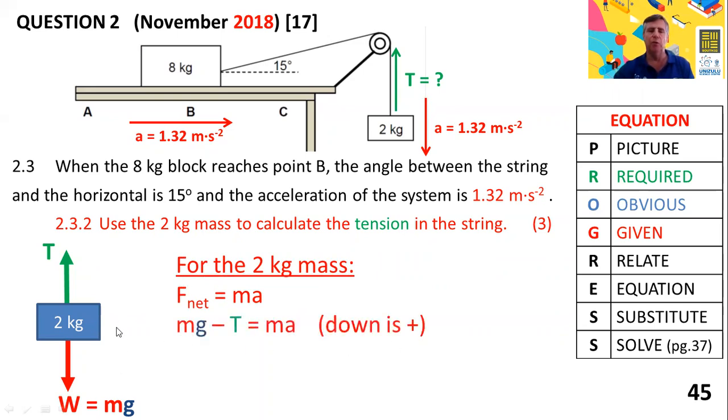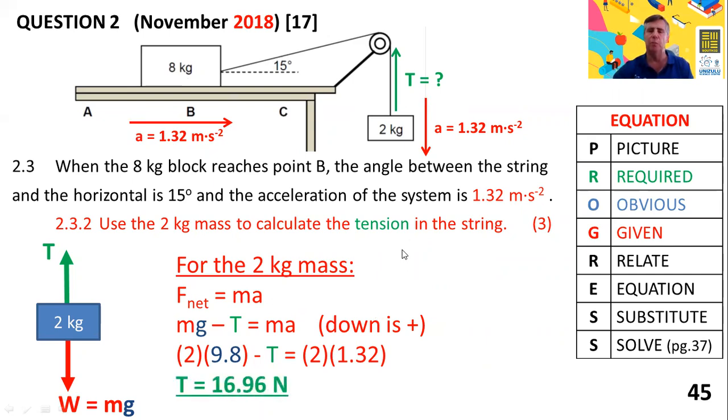So we're taking downwards as positive because we know the acceleration is downwards. You can choose either way, but this is easier. So mg, which is the weight downwards, minus T pulling upwards, is equal to ma. Now, we just need to substitute in, and everything highlighted in red is given to you. And of course, that allowed us to relate what's required to what is given by this equation here. What's in blue is obvious, the acceleration of gravity. So I simply substitute in all the figures that I get from my drawing, solve for T, and we get T equals 16.96 newtons. So that was for 3 marks.